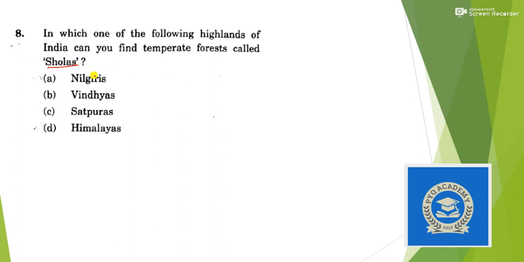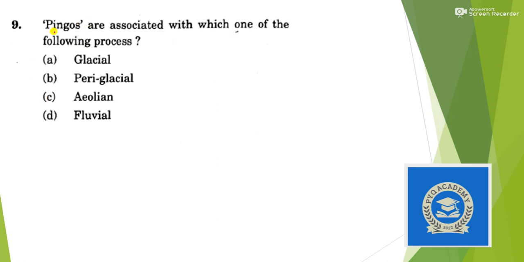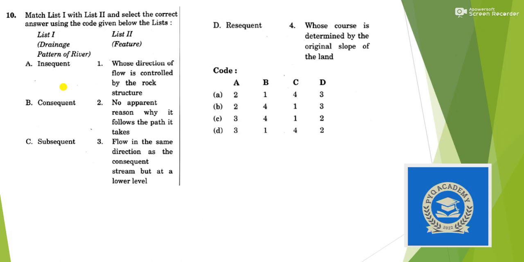Next, in which of the following highlands of India can you find temperate forests called sholas? Sholas are another name for the Nilgiris, so answer should be option A. Next, pingos. Yes, they are glacial landforms. So you can definitely eliminate these two, but out of these two, option B would be more correct. These are periglacial. It was a tough question, I can say.